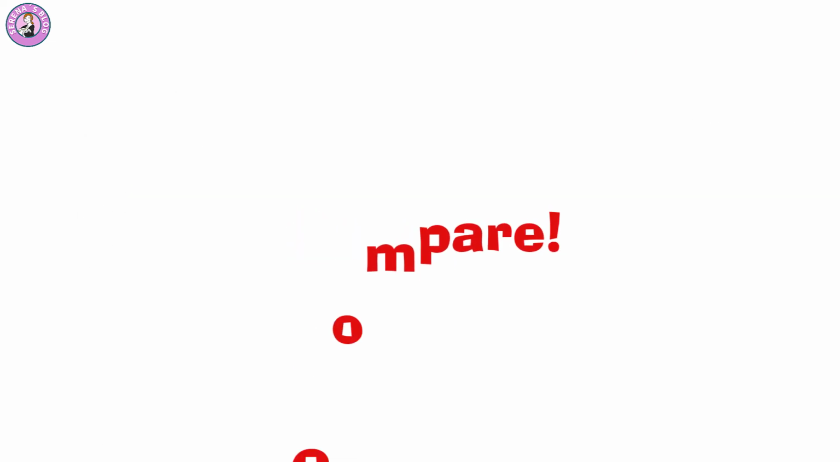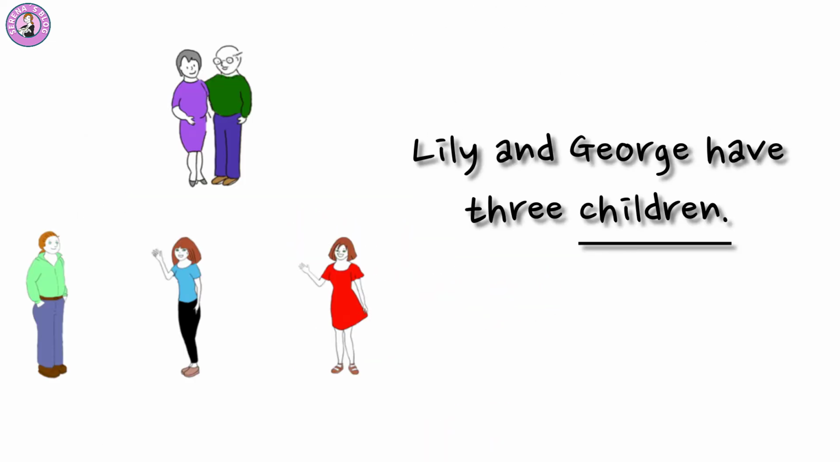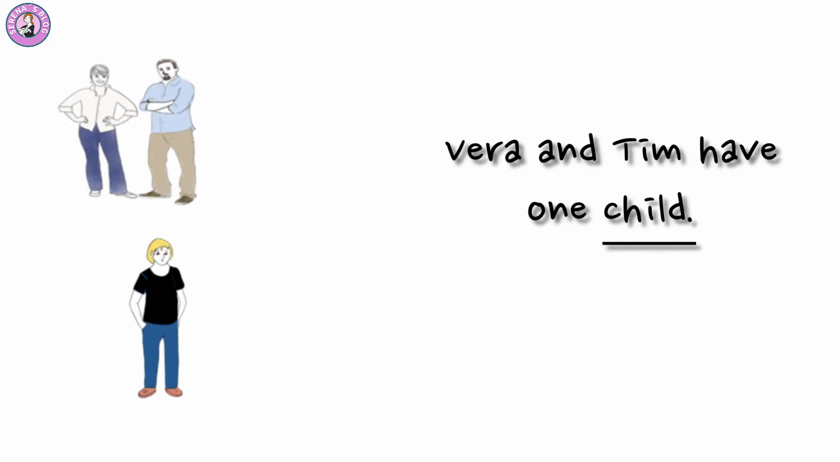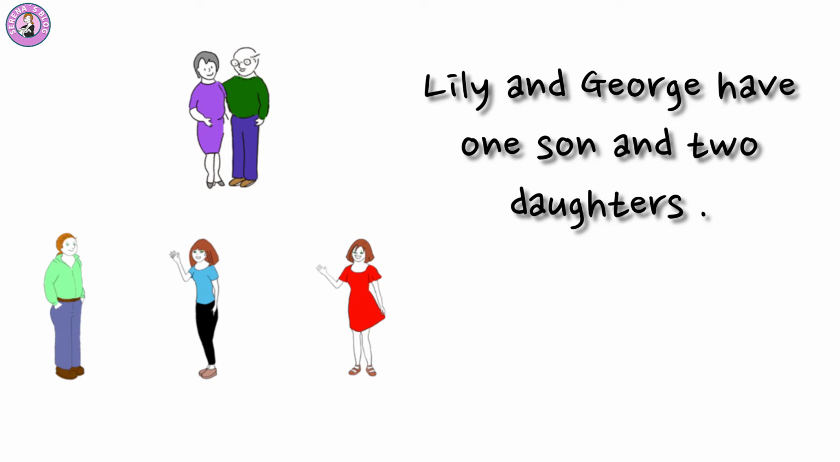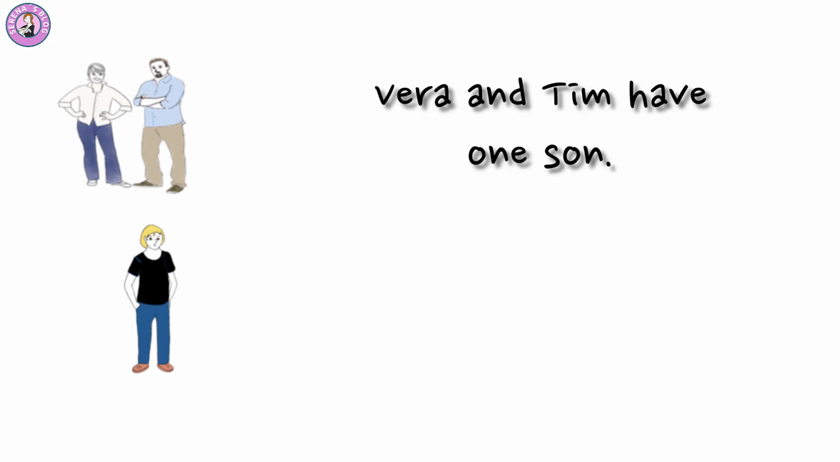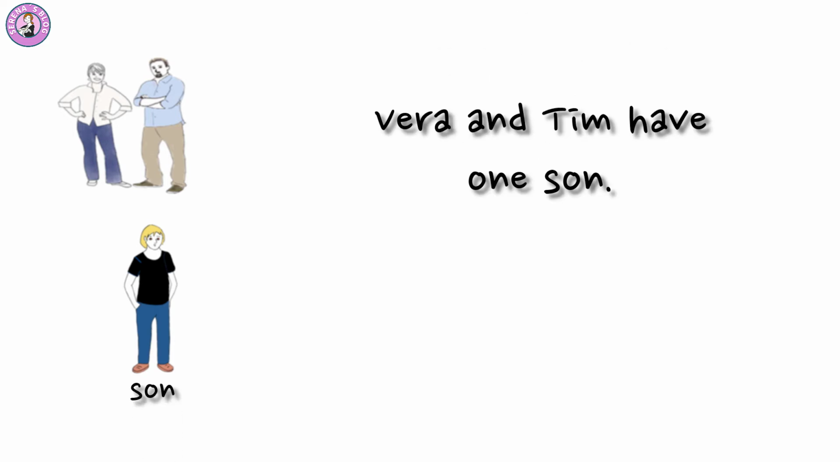Compare. Lily and George have 3 children. Vera and Tim have 1 child. Sons and daughters. Lily and George have 1 son and 2 daughters. Son, daughter and daughter. Vera and Tim have 1 son.